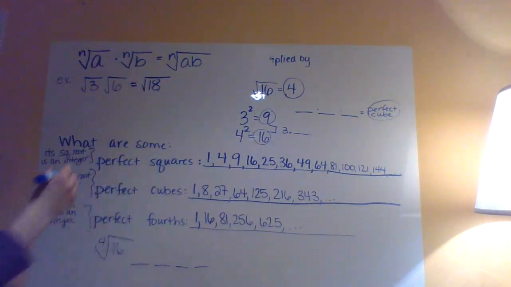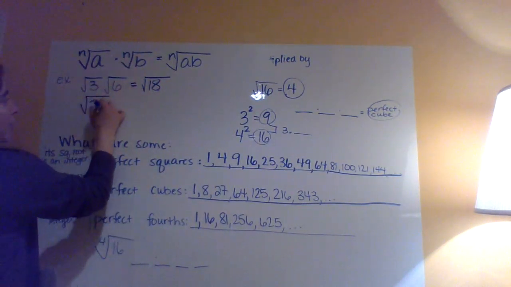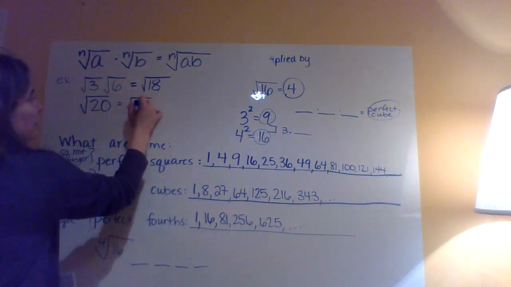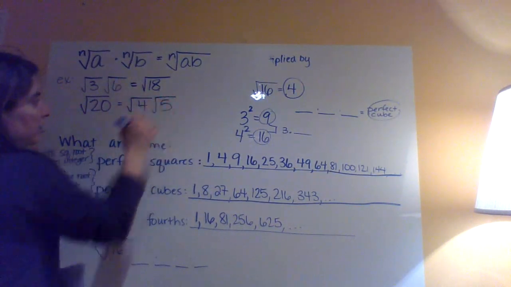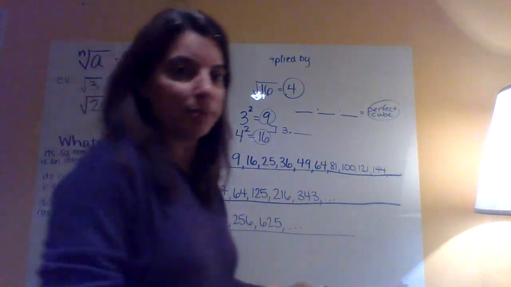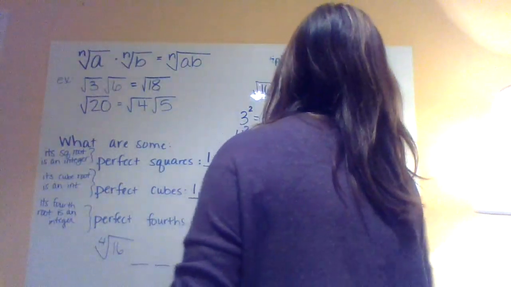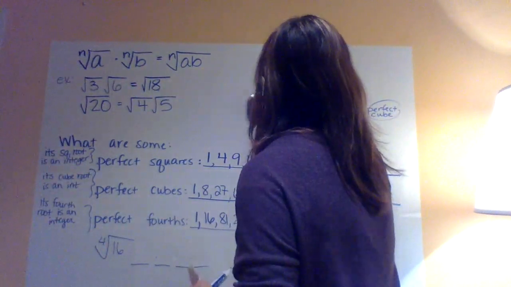We can go the other way too. So if I have the square root of 20, I can break that up into square root of 4 and the square root of 5. Again, it'll make a big difference in a couple minutes.